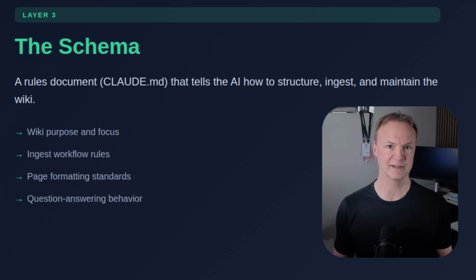This is basically a rules document. It tells the AI how to structure the wiki, how to handle new sources, how to format everything. If you're using Claude Code, this would be your CLAUDE.md file. If you've followed my other Claude Code series, you already know what that is. If you're new to Claude Code, I'll put the link to my beginner's video right up there.